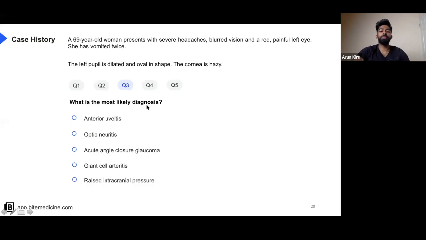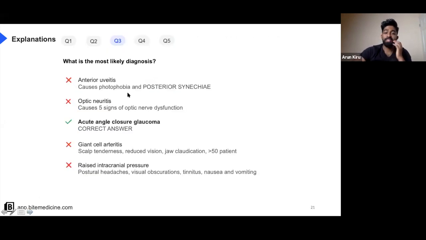So you can see most of you should do ophthalmology. It gets straightforward once you understand the anatomy. So anterior uveitis, photophobia, and that posterior synechia would cause a misshaped pupil. Optic neuritis causes the 5 signs of optic nerve dysfunction. We'll cover that later, but can anyone put them into the chat? There's 5 signs that you all need to know which suggest that there's reduced optic nerve function.